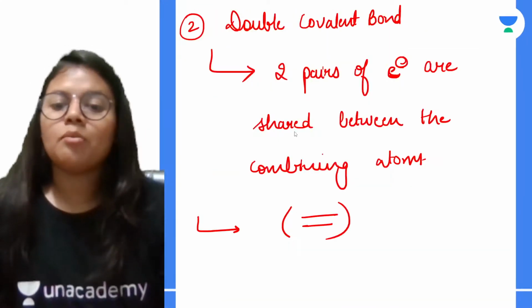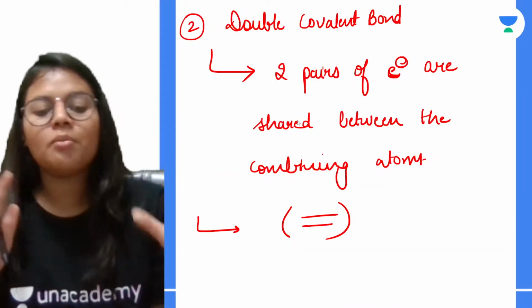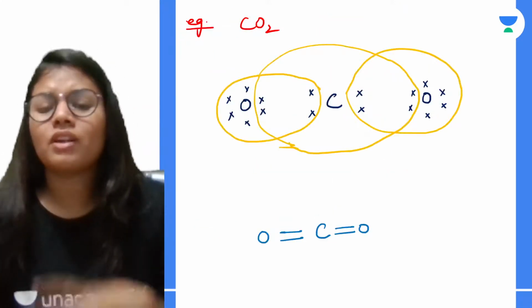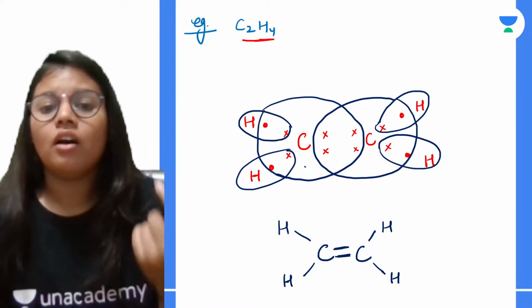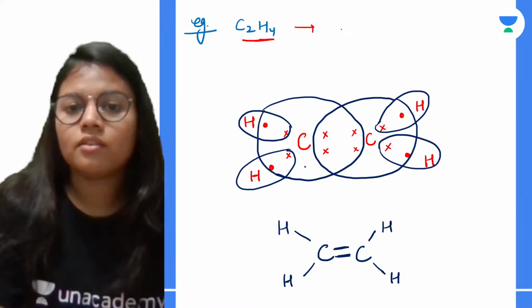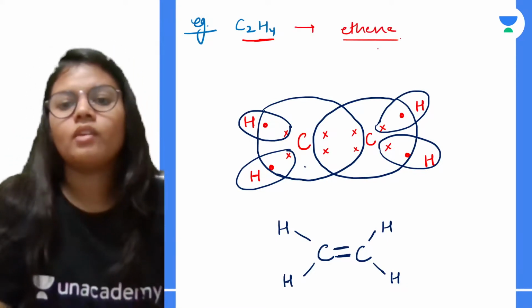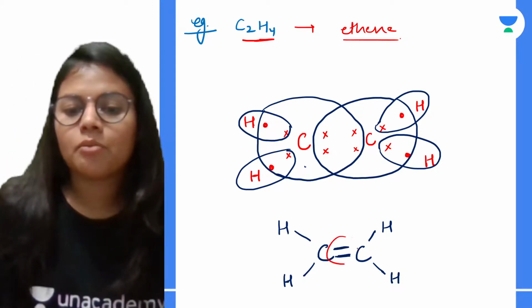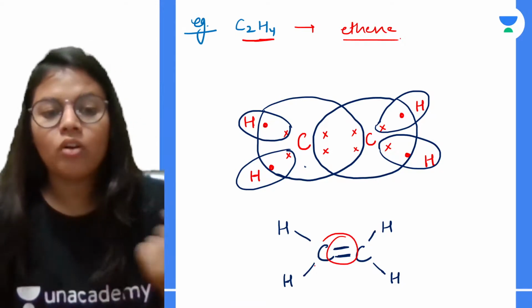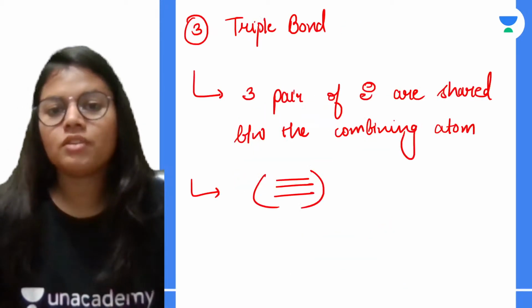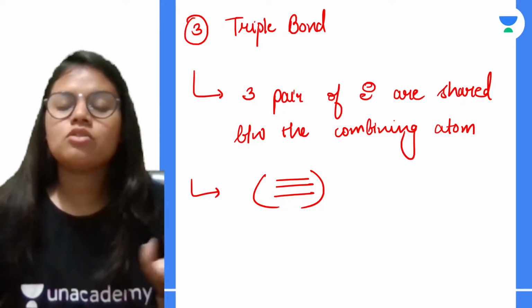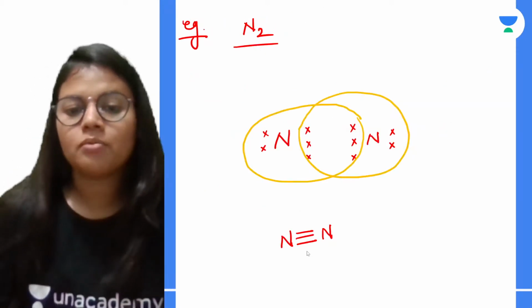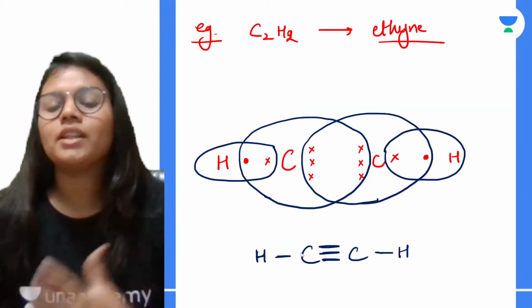Then we learned about double. In a double bond, between at least two combining atoms, sharing of two pairs of electrons is necessary. For example, carbon dioxide or C2H4, that is ethene, again a hydrocarbon. Here between carbon and carbon there is one double bond, which leads to the formation of this compound. And in a triple bond, at least two of the combining atoms should be having three pairs of electrons being shared between them. The very common examples are nitrogen or ethyne.